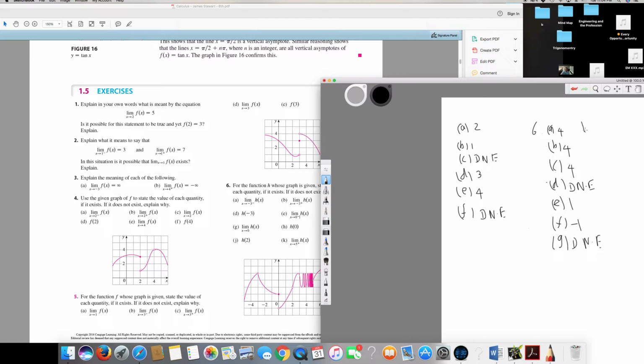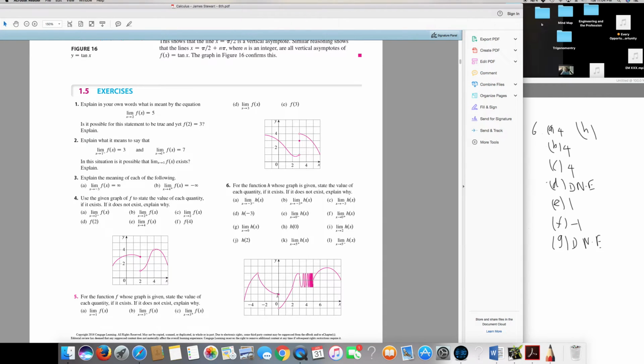And the h question, h of 0. When we look at h of 0, we have an open dot, so we shouldn't take that. And here's a closed dot. So when x value is 0, the y value is 1. So that is the answer.